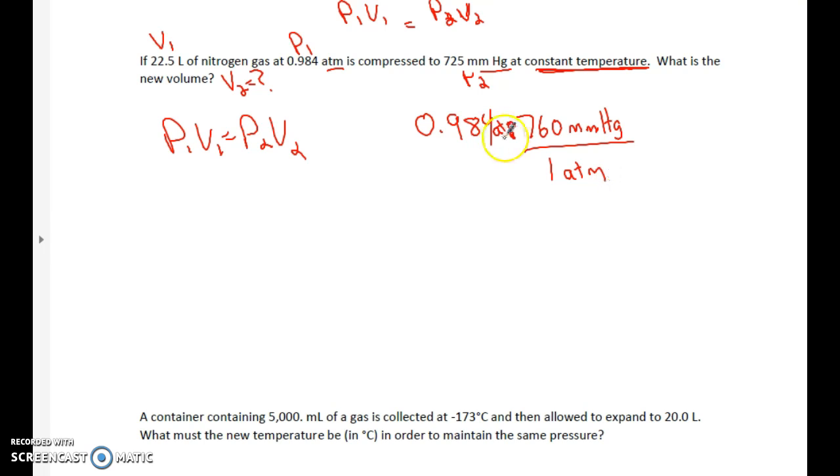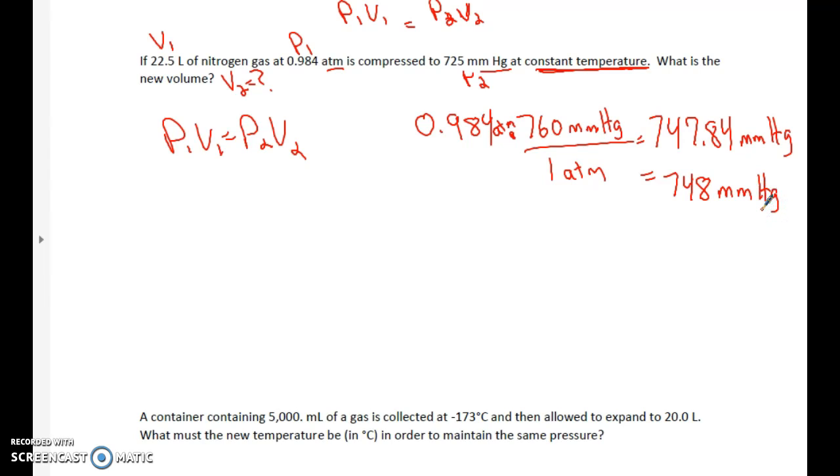So if you start off with atmospheres, atmospheres goes on the bottom. You're looking for millimeters of mercury, so that goes up top. And you just use standard pressures as the conversion factor, because remember, a conversion factor, you have to have an equality there. So 1 atmosphere is the same thing as 760 millimeters of mercury. You just get different numbers because the units are different. So when you do the math for that, you get 747.84 millimeters of mercury. And since 0.984 is 3 significant digits, we round our answer off to 3 significant digits, and you get 748 millimeters of mercury.